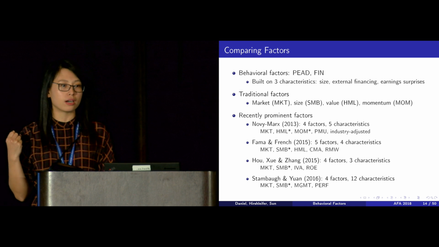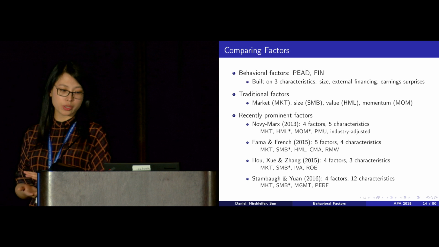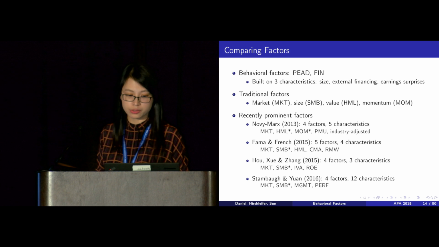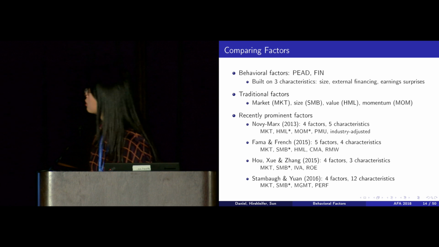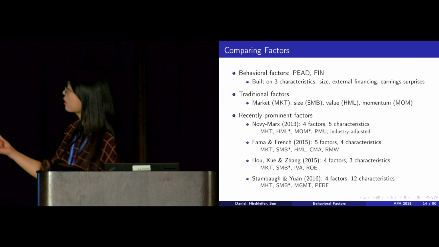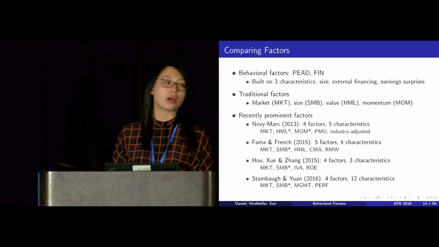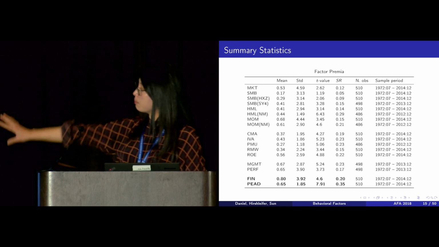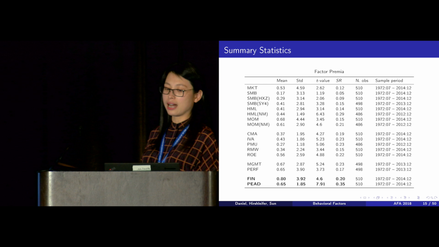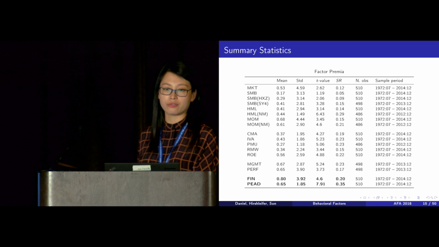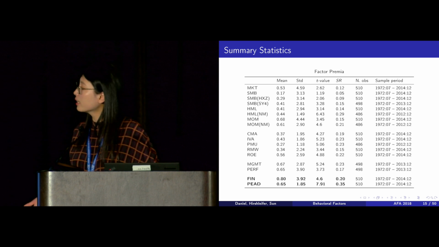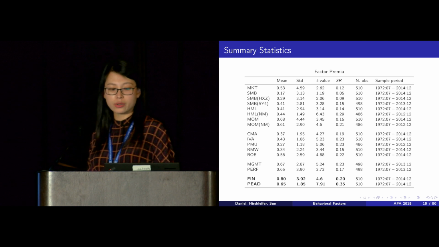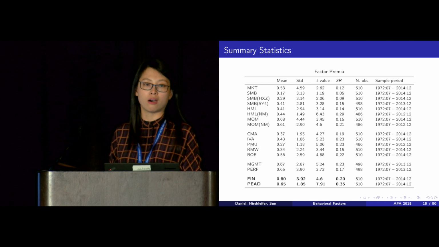Here we include industry because their factors are industry adjusted. We also compare with the 5 factors in the Fama-French 5-factor model based on 4 characteristics, Hou-Xue-Zhang's 4-factor model based on 3 characteristics, and Stambaugh-Yuan's model based on 12 characteristics. This table shows that the FIN factor, in the bottom 2 rows here, has the highest monthly factor premium on average. And the PEAD factor has a fairly high monthly premium as well, 65 basis points per month. It also has the highest Sharpe ratio, 0.35, among all the factors.